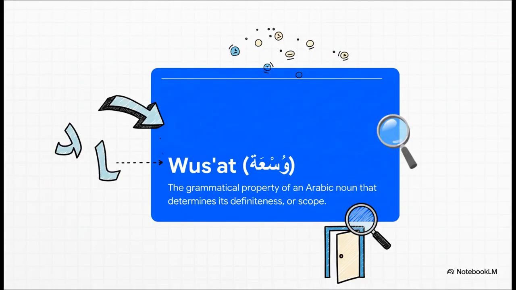The official term for this whole concept is wusa. The best way to think about it is as the noun's scope. It's basically the grammatical system that tells us whether we're talking about any old thing in general, or one very specific particular thing. Nailing this down is how you move from being vague to being precise in Arabic.